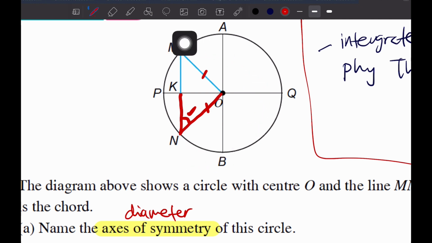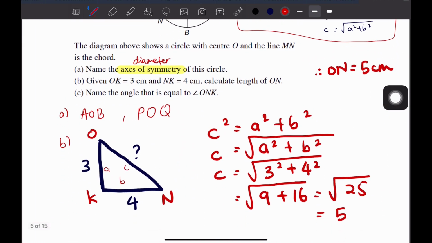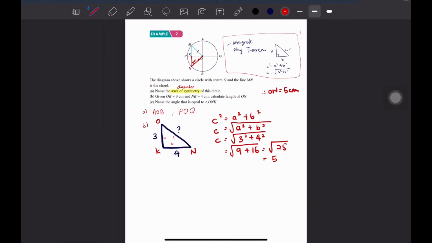So if you have an isosceles triangle, you know that the two angles on the lower part of the triangle are actually equal. So we can say that angle ONK is actually equal to angle OMK.